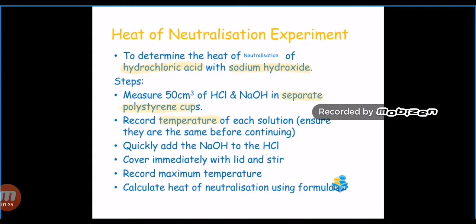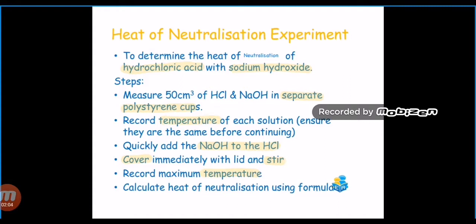You quickly add the sodium hydroxide to the hydrochloric acid. You cover it immediately with a lid and you stir. Then what you do is you look at the thermometer that is in your solution that's now been mixed, and you record the maximum temperature. And then you calculate the heat of neutralization using the formula. And we'll be using the formula that we discussed in our previous video about the heat of reaction.